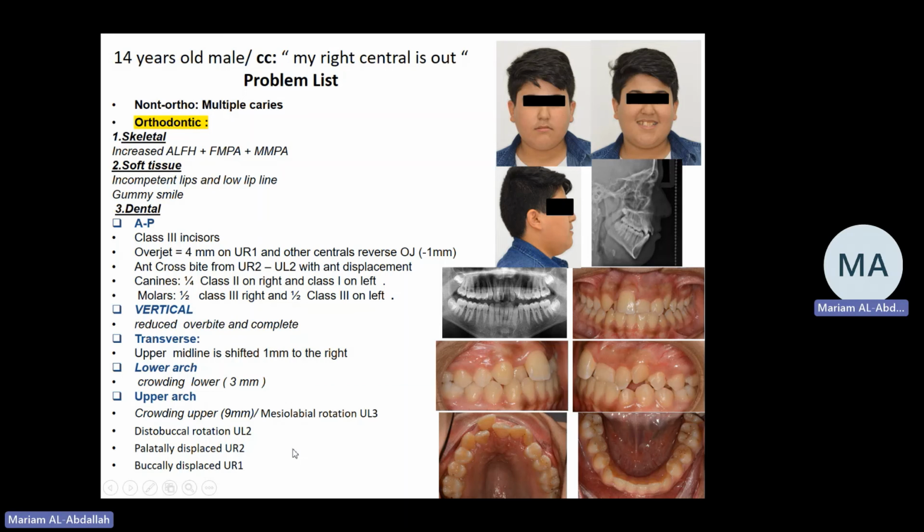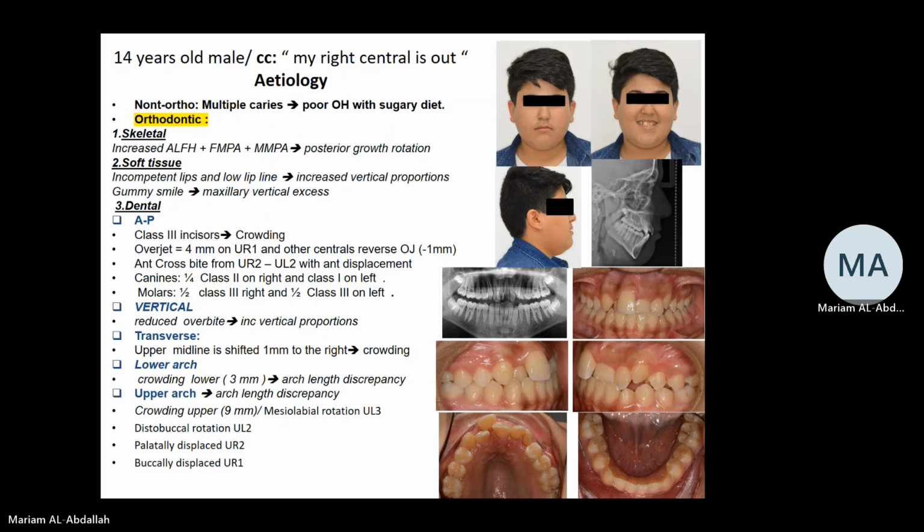So this is mentioning all features of the malocclusion. Now we need to think about the etiology. Why did this happen to this patient? Why do we have multiple caries? Well, because of poor oral hygiene and a sugary diet at a certain point of his life. Now it has improved, but some active caries are there.